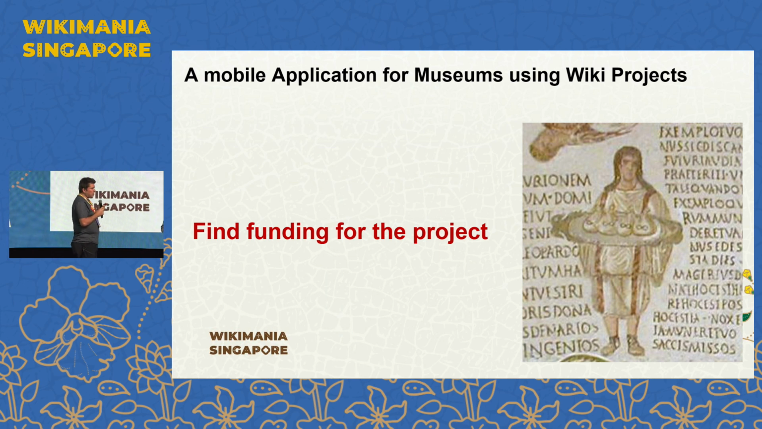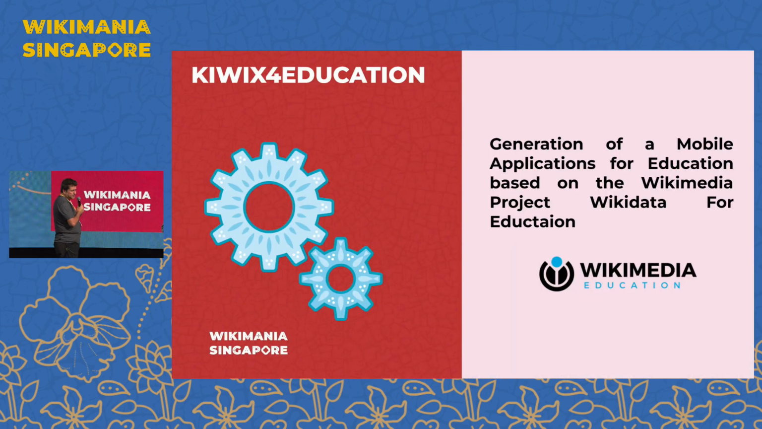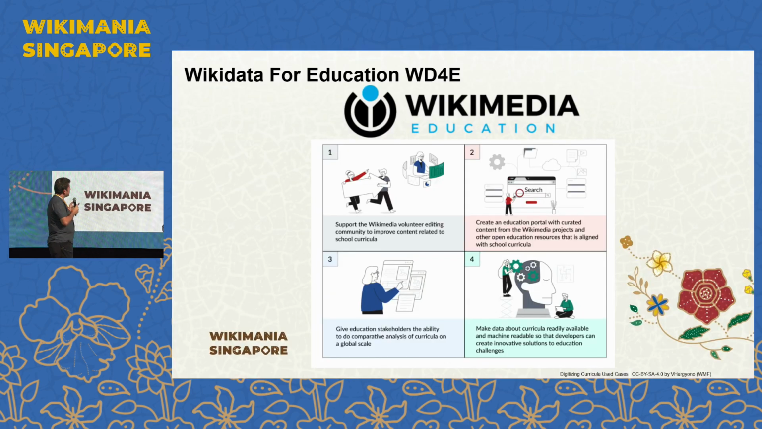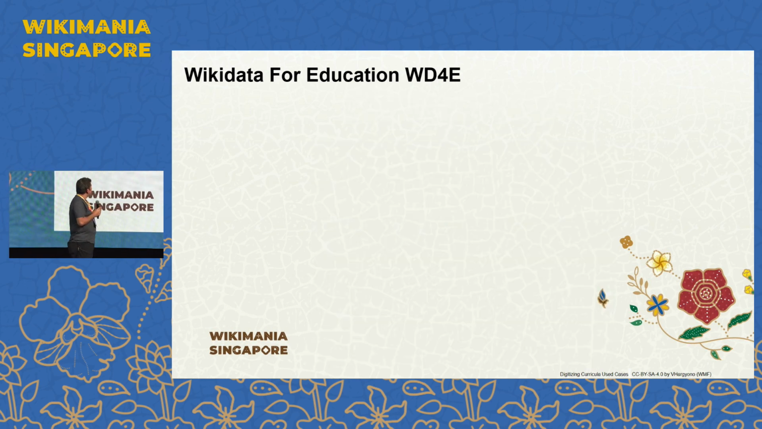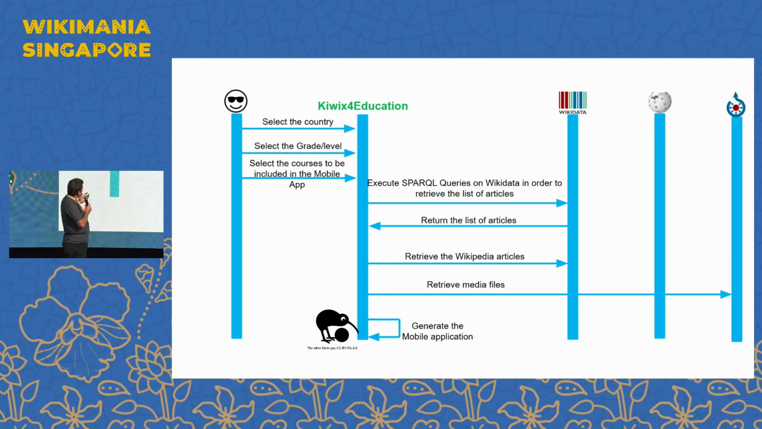This project can be used also for other purposes. Next, for example, we can use this project for the generation of mobile applications for education, based on the new project from the Wikimedia Foundation, Wikidata for Education, which was started to construct a curriculum for countries. Next slide. So the process can be as follows.